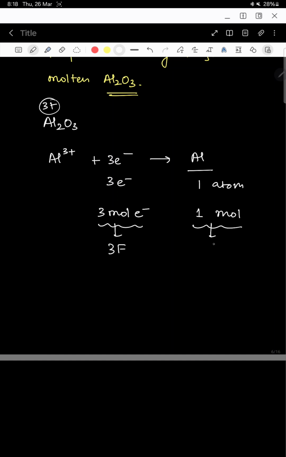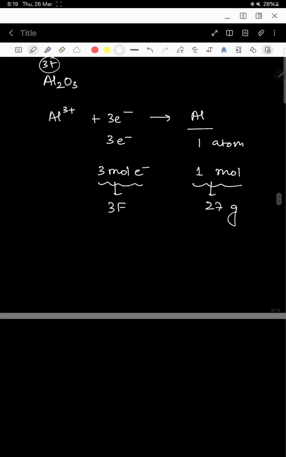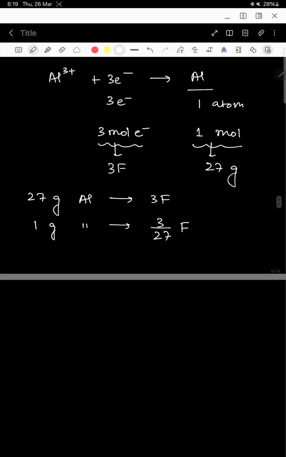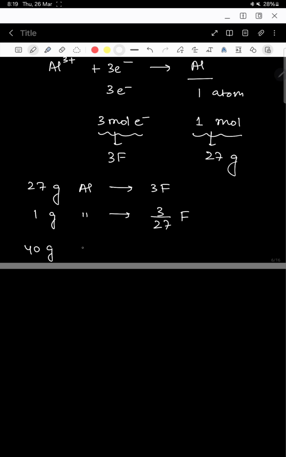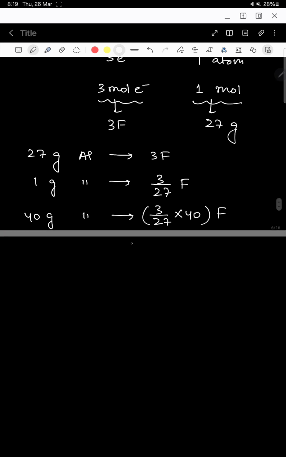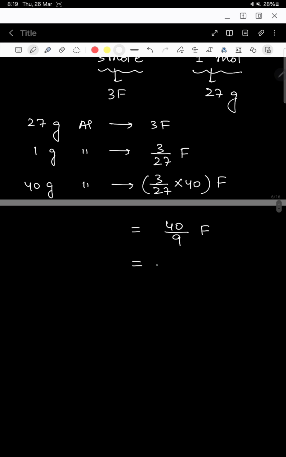and for 1 mole it is 27 gram. The atomic mass of aluminium is 27. So 3 Faraday is required for 27 grams. So we can write 27 gram aluminium is produced using 3 Faraday of electricity. So 1 gram will be produced using 3 by 27 Faraday. So 40 gram aluminium will be produced by 3 by 27 multiplied by 40 Faraday. So that's going to be 40 upon 9 Faraday. So that will be 4.44 Faraday.